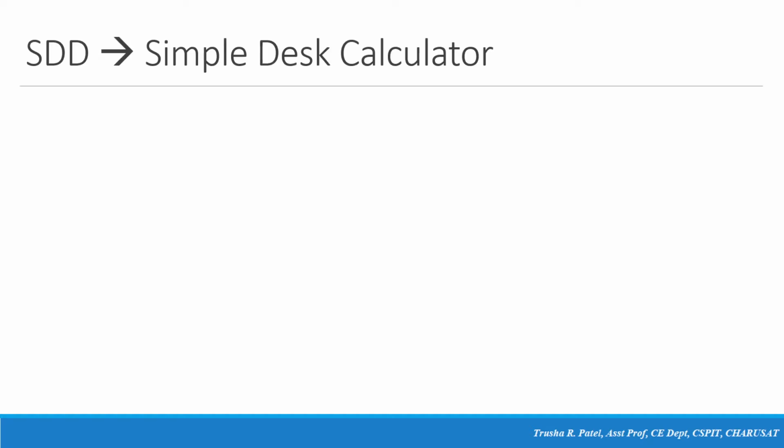We'll be discussing the example of SDD, that is syntax directed definition. The first simplest example is a simple desk calculator. So what we want is, if we give 3 multiplied by 5 plus 4 and press enter, it should give me the answer, that is 19. So first it will multiply 3 with 5 and then it will add your answer with 4.